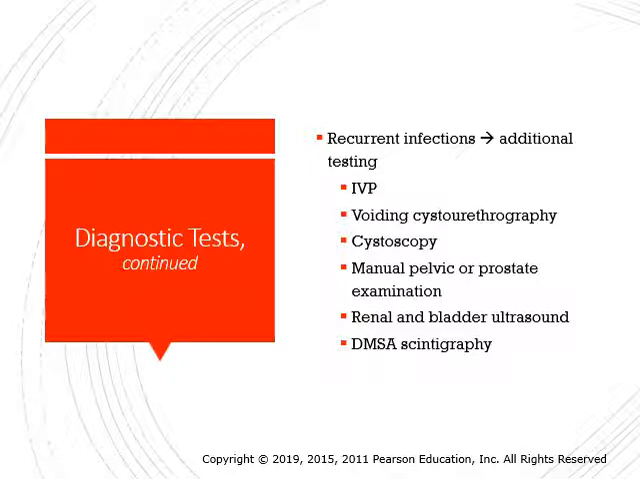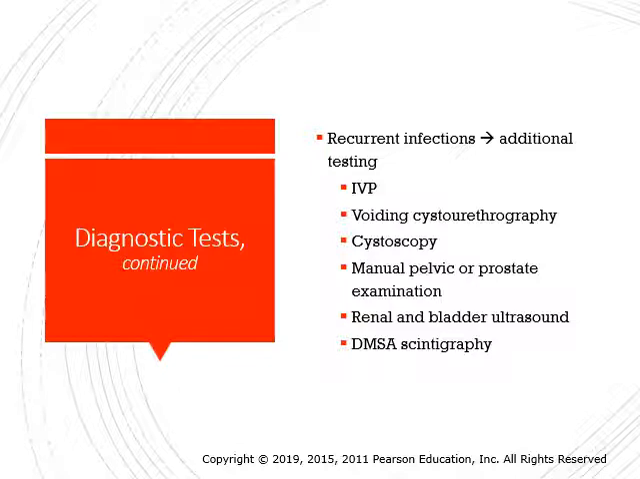A manual pelvic or prostate examination could find some type of mass or tumor, or an enlarged prostate on manual examination. A renal and bladder ultrasound shows if there's anything unusual about the anatomy of the kidneys and the bladder, and then a DMSA scintigraphy. Again, this is not something that I have any experience with or have seen used. It's going to be used in a specialty area such as urology. Probably that's about the only place.